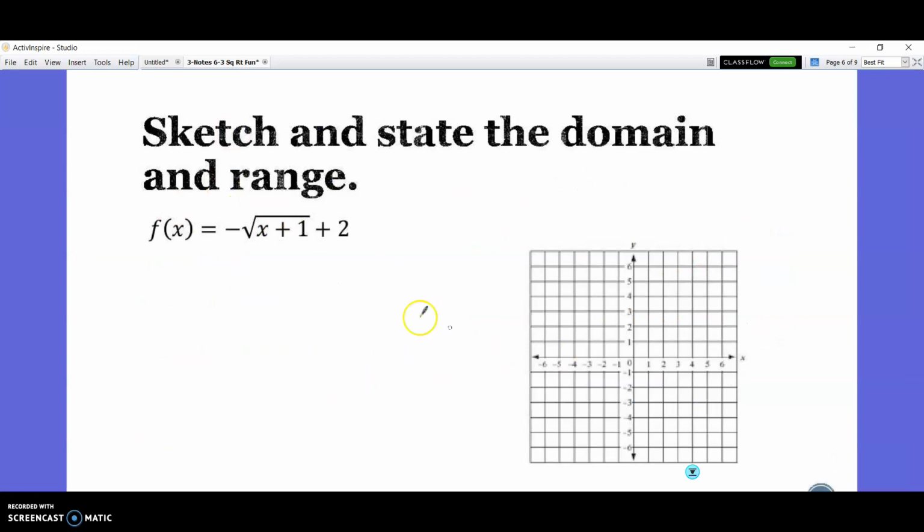So without having to graph it and then determine the domain and range, I can actually determine the domain and range from here. Looking at the transformation, it's reflected over the x-axis. I see an x plus 1, so it shifted left 1, and plus 2 means it shifted up 2. So since it's reflected over the x-axis, left 1 and up 2 for my domain, and the range.